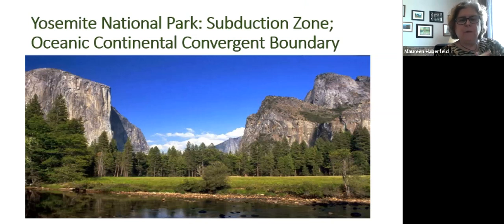And the three types of convergent plate boundaries depend on the types of plates that are coming together. If there's an oceanic plate and a continental plate converging, then we call that oceanic continental. If there's two oceanic plates converging, we also get subduction. We call that oceanic. And if there's two continental plates converging, that's continental.